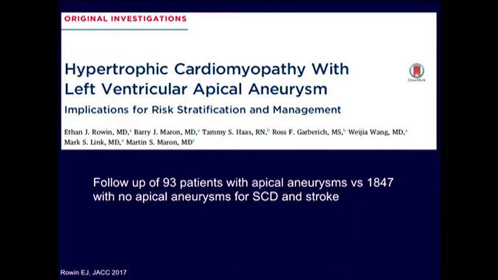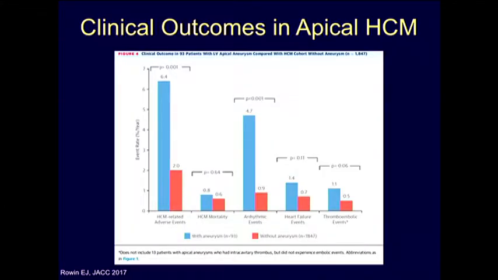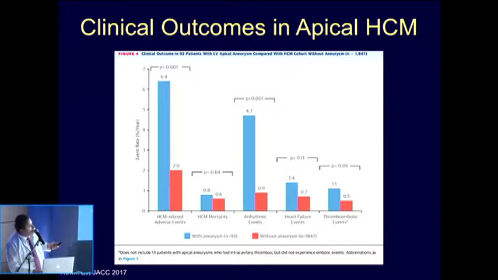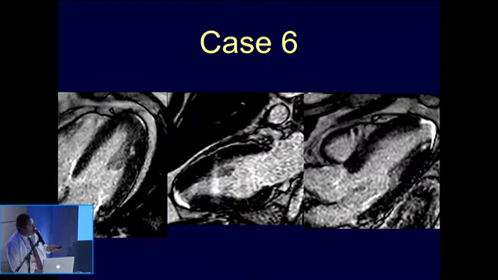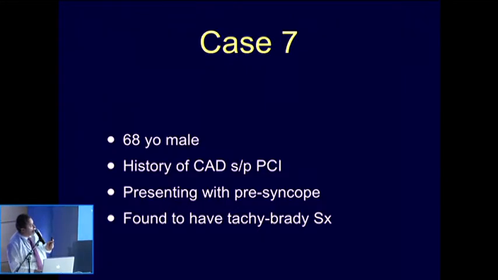This is very important because Barron and his son published this year the prognosis of patients with hypertrophic cardiomyopathy and apical aneurysm. And these patients have more adverse events. And the statistical significance was mostly in arrhythmic events. So if you have hypertrophic cardiomyopathy with apical aneurysm with very important enhancement, those patients have to be stratified differently because they will have more events.